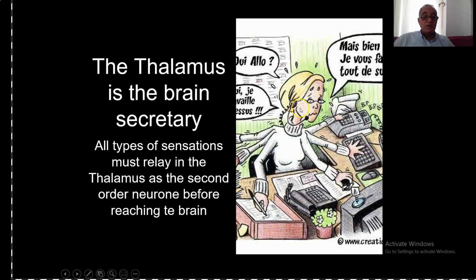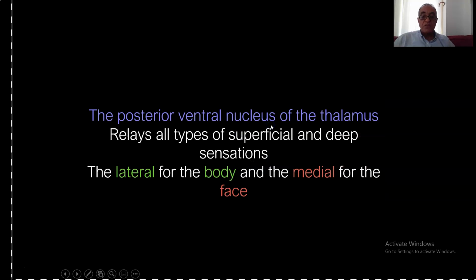having much time to receive sensations from the body. So any sensation that reaches the brain has to pass through the secretary. All types of sensation must relay in the thalamus as the second order neuron before reaching the brain. So this is a golden rule you have to always remember. When we talk about the posterior ventral nucleus of the thalamus, it is the brain secretary that receives all types of sensations before reaching the brain.